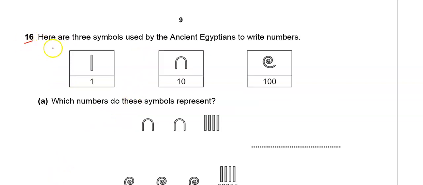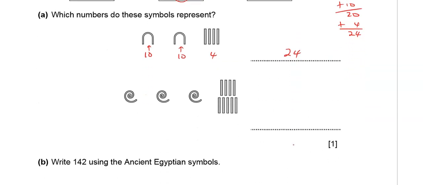Question 16. Here are 3 symbols used by the ancient Egyptians to write numbers. This symbol means 1, this symbol means 10, this symbol means 100. Which numbers do these symbols represent? This is 10, this is 10 from here. These are 4, each of them is 1, so this is 4. So 10 plus 10 gives us 20. 20 plus 4 gives us 24. So that number is 24.